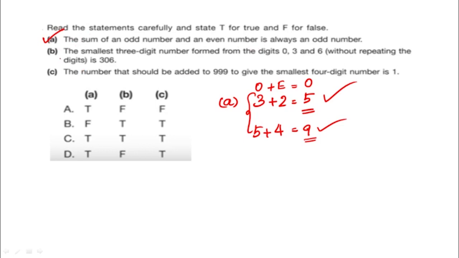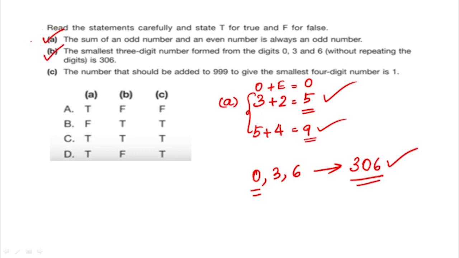The smallest 3-digit number formed from the digits 0, 3 and 6 is 306. So you have 3 digits 0, 3 and 6. What is the smallest 3-digit number that you can form? See, to form a 3-digit number, 0 cannot be the digit that will come in the beginning, correct? Because if you start with 0, then the answer that you get will be a 2-digit number. So 3 will come in the beginning, followed by 0, followed by 6. Yes, this is the smallest 3-digit number that you can form with the digits 0, 3 and 6.